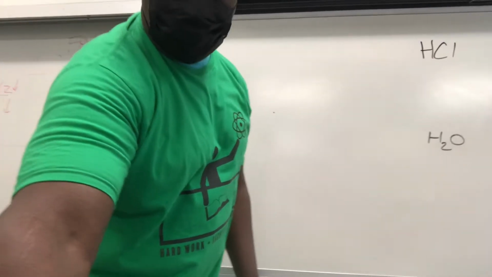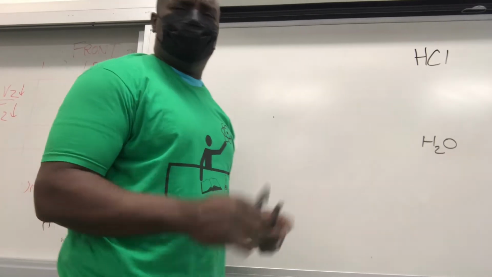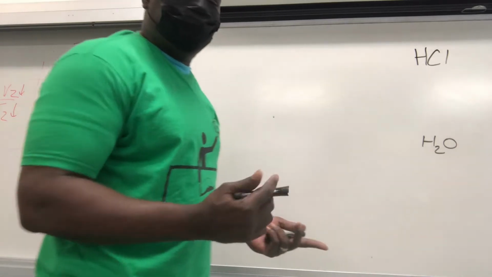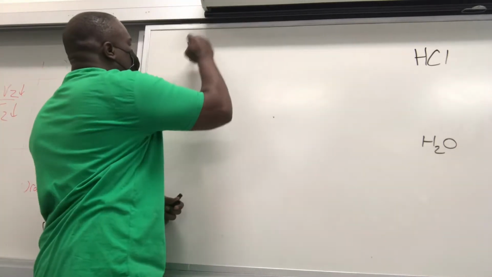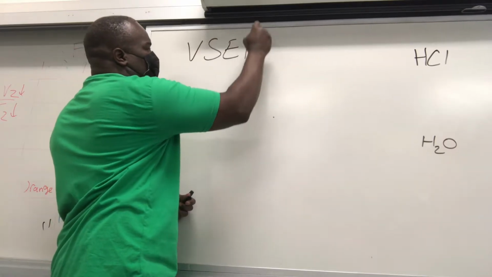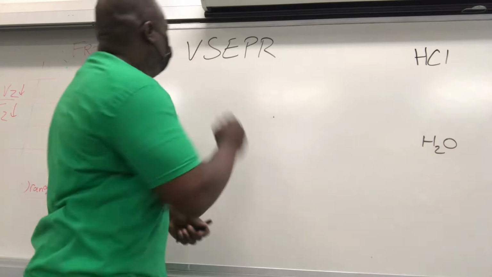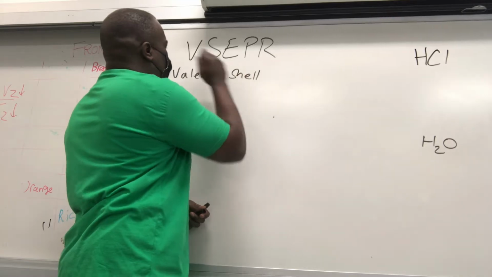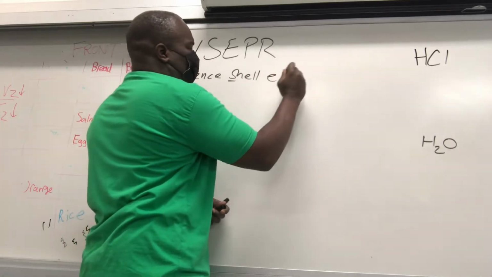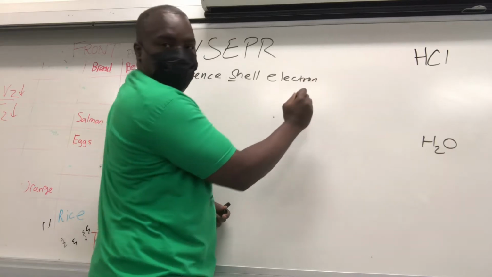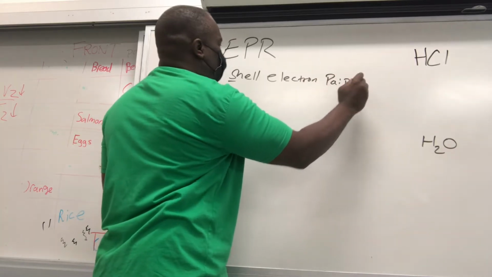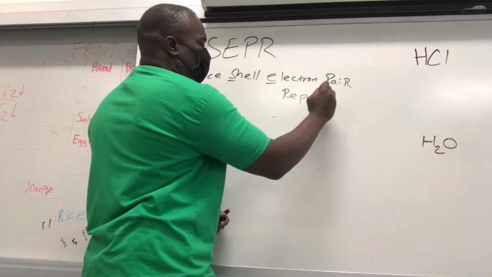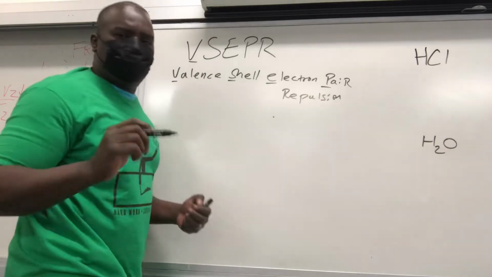Guys, today we're going to look at the topic of shapes in our covalent bonding theory. The technical name of this particular theory is the VSEPR theory, and it stands for valence shell electron pair repulsion theory.